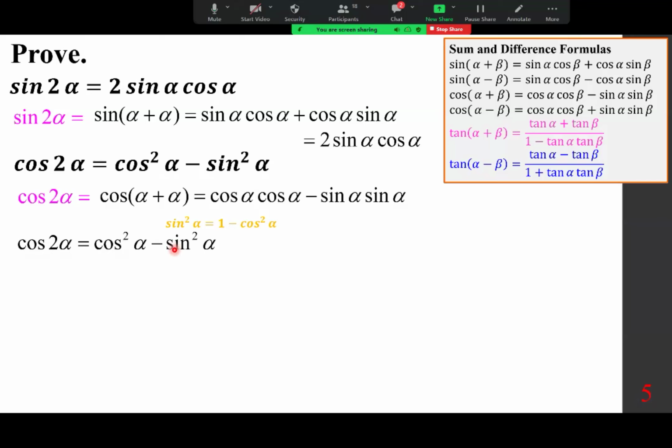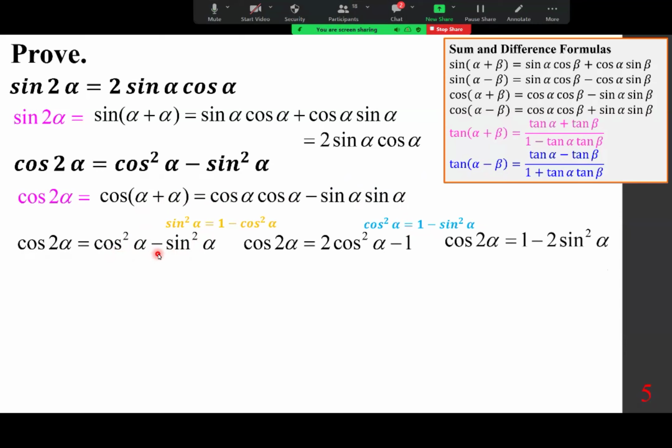So replace this here. Minus 1 plus cosine squared. Therefore, we get 2 cosine squared alpha minus 1. But if we use cosine squared equals 1 minus sine squared, in other words, take it back to this one, replace this here, 1 minus sine squared, and another sine squared makes it 1 minus 2 sine squared.